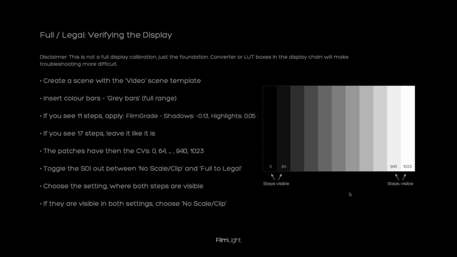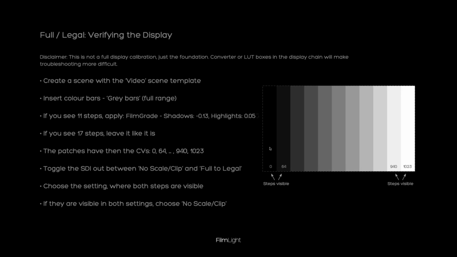So the idea is you create a new scene with the video scene template in Baselight. You insert the color bars and choose the gray bars pattern. If you see 11 steps, which is what you will see today, then apply a film grade with these settings. We also recently changed the gray bars pattern so that it will have 17 steps, then you don't need to do that step. So if you watch this as a video in the future and you have 17 steps, then just leave it like it is.